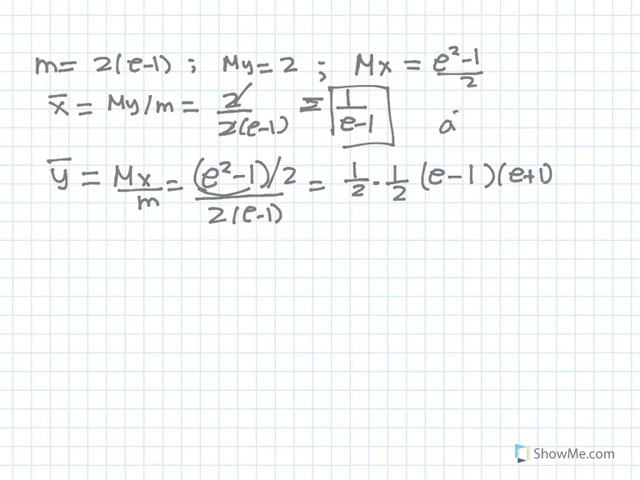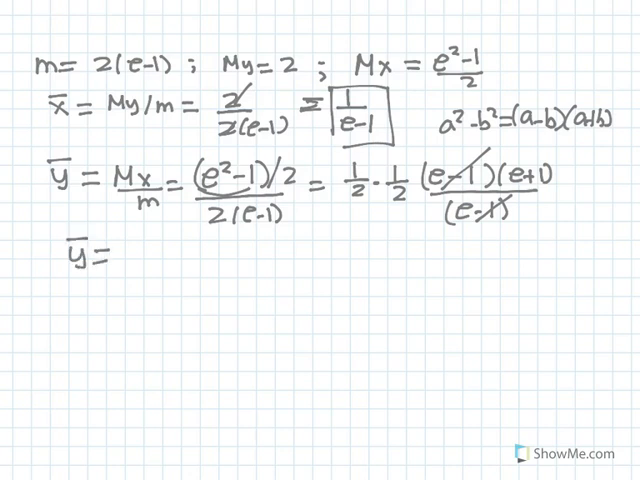So let me write that. A squared minus b squared, difference of squares. This is a minus b times a plus b. Divided by e minus 1. E minus 1, common factor cancels out. We simplify this, we get y bar is equal to e plus 1 divided by 4.